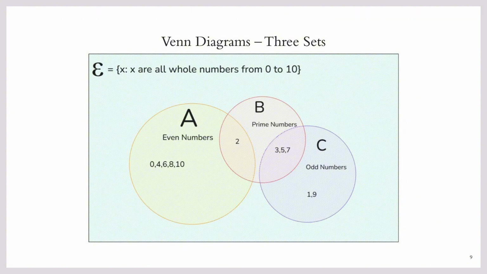8, and 10. Now 2 is an even number and a prime number, so it goes to the intersection area of both the sets. However, the other prime numbers that are 3, 5, and 7 are also odd numbers. So they go into the overlapping section of these two sets, B and C, which are prime numbers and odd numbers. Odd numbers that are not considered prime numbers, which are 1 and 9, would remain in their own set of 1 and 9.